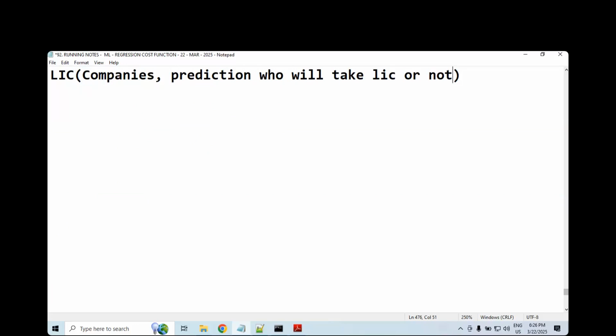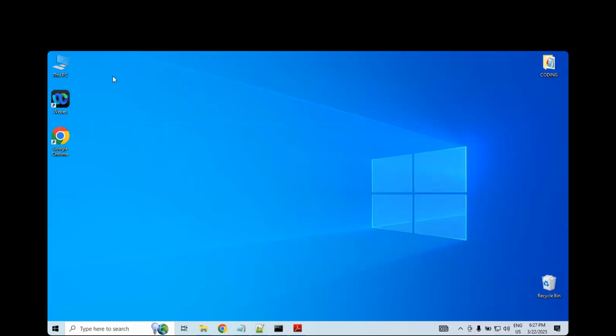Now we are going to create a machine learning model. That model we are going to train with LIC data, whether a person will take this LIC or not. Once we have trained our model, from here onwards we can do prediction. Let me show you the data set. Are you clear till now? Did you understand the first problem statement? Let me show you the data.